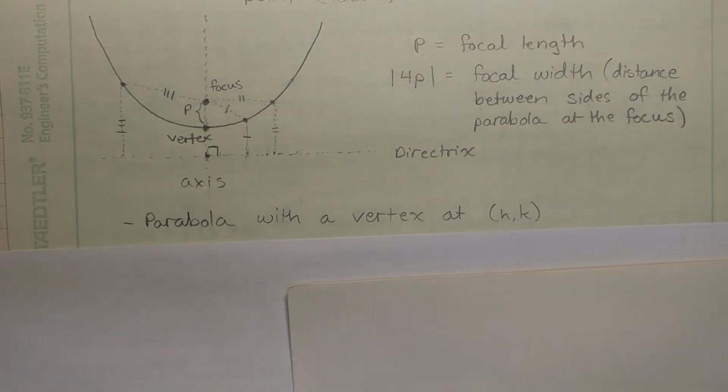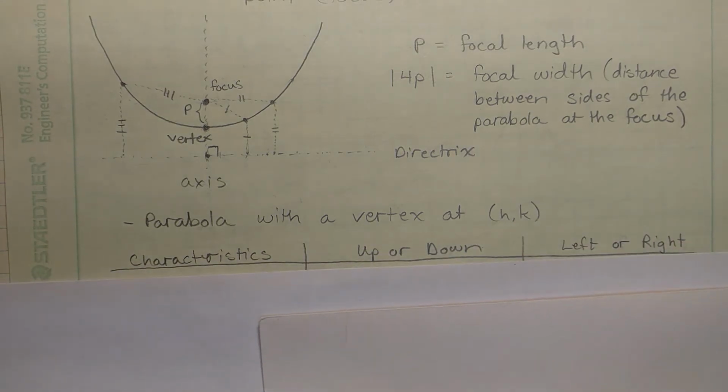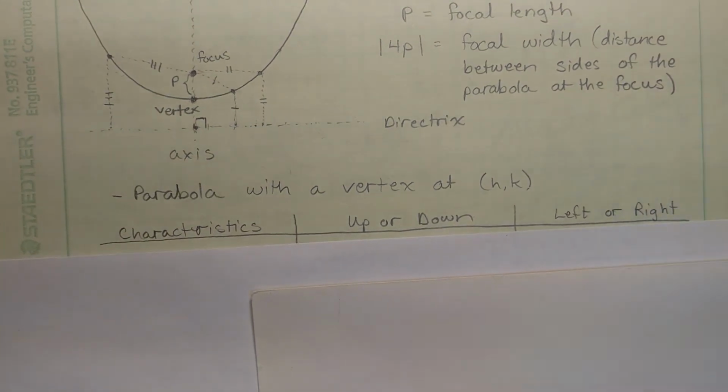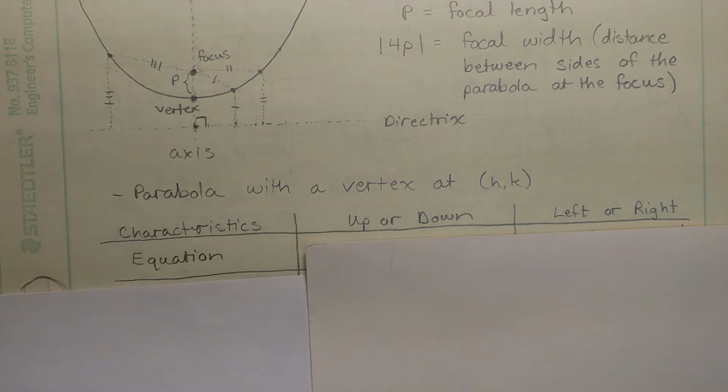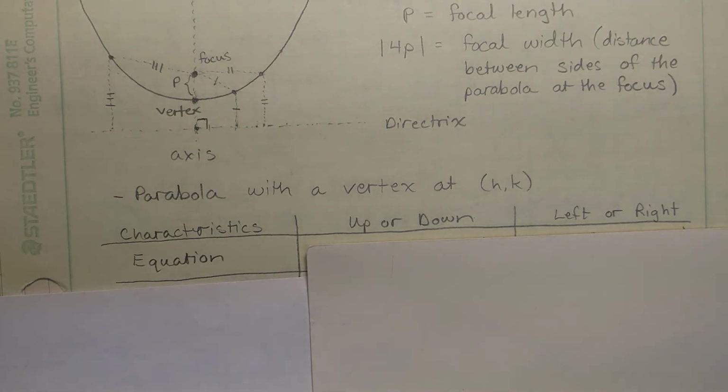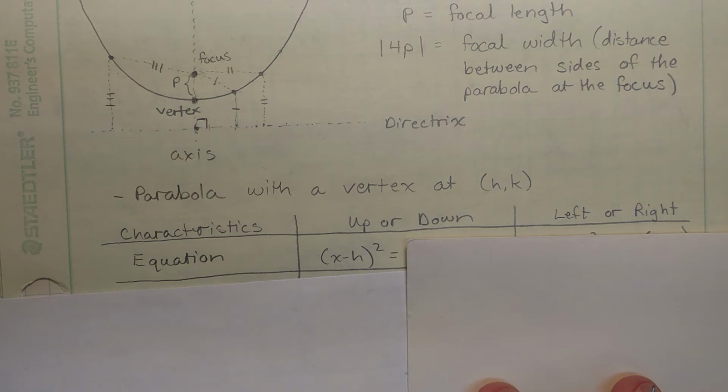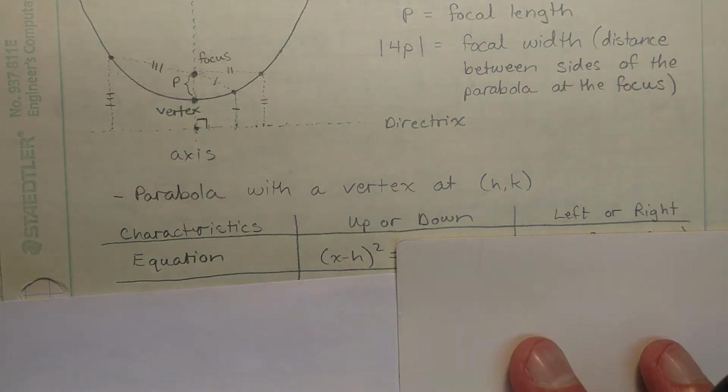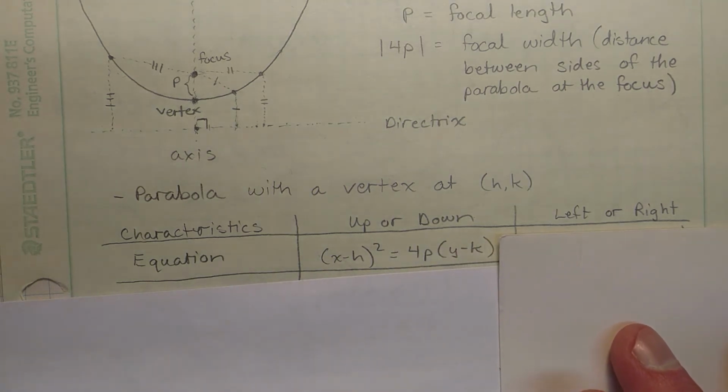So with that, we're going to look at the characteristics of our parabolas. We're going to look at whether or not they open up and down, whether they're a vertically opening one, or whether they open left or right. So, the first characteristic is the equation. So, we have a description, we have a graph, but we need an equation. Well, if it opens up or down, the equation that we're going to use is this. (x minus h) squared equals 4p times (y minus k).